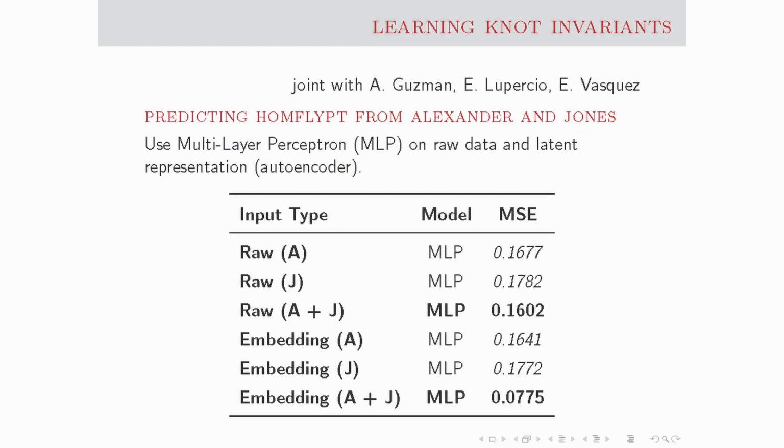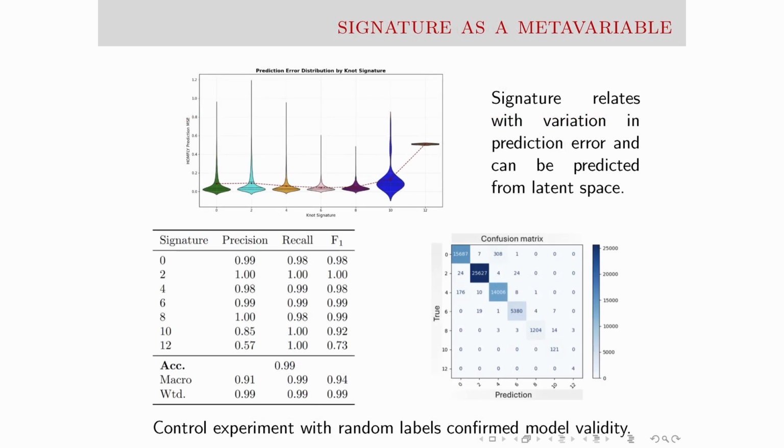But together with Aldo Guzman, Ernesto Garcia, and Edison Vasquez, we looked at this data from the AI point of view. So the idea is, can Alexander and Jones, which are both one-variable polynomials, predict the values of the HOMFLY-PT? Okay, they tried it straight. They tried it from latent representations. They get some accuracy and some mistakes that are good.